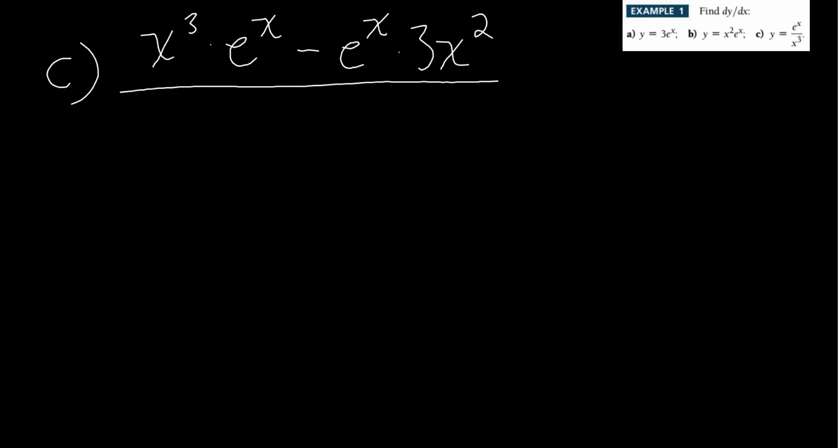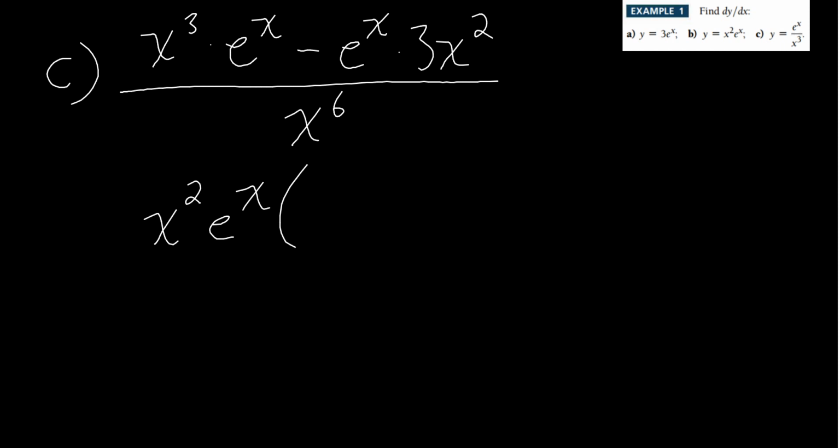And that's all over low squared, which is going to be x cubed squared, which is x to the sixth. All right, and let's clean this up a little bit. It looks like we can factor out an x squared and an e to the x. So we can factor out an x squared e to the x out of the numerator.